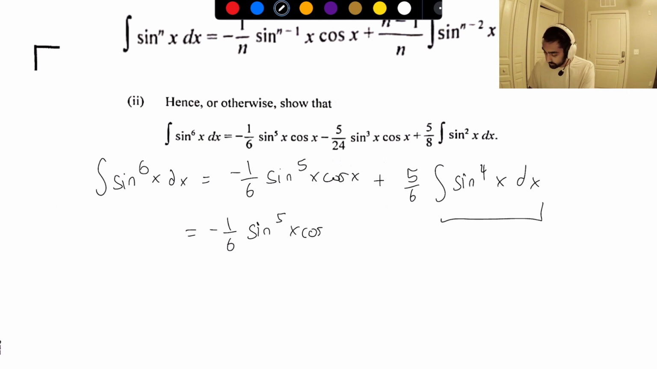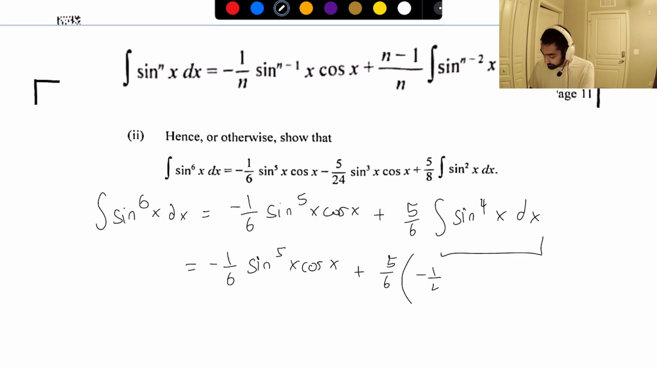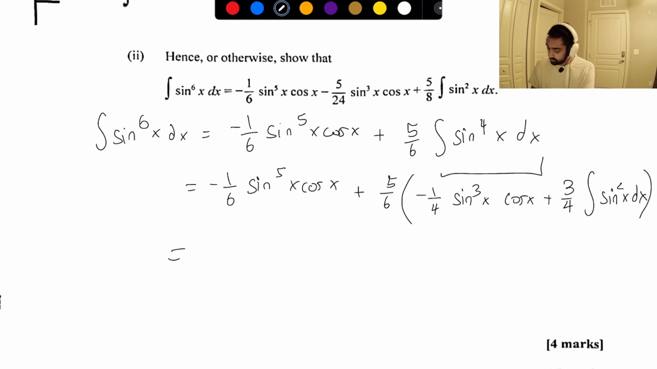So I'm just copying this back because I see that that directly corresponds to that term right there, and then plus 5 over 6. Now with n equals 4, you get minus 1 over 4 sine cubed x cosine x plus, and now n is 4, so n minus 1 over n will just be 3 over 4 integral sine squared x dx. And then the last thing I have to do is expand the brackets and simplify a little bit.